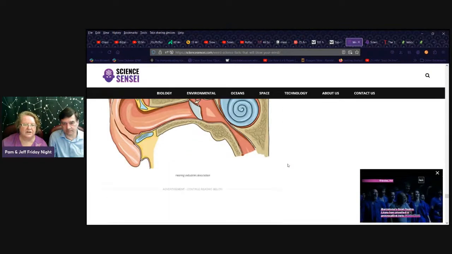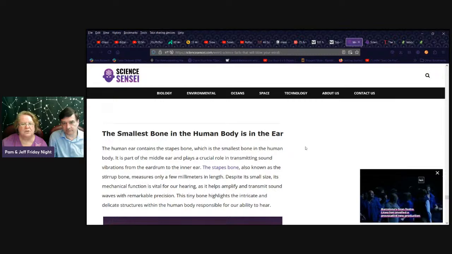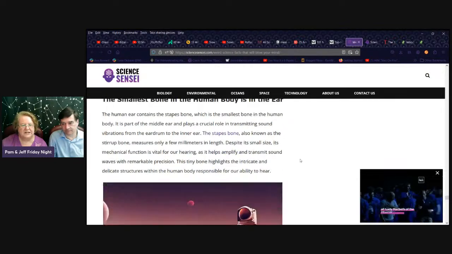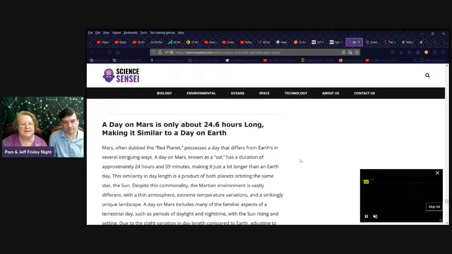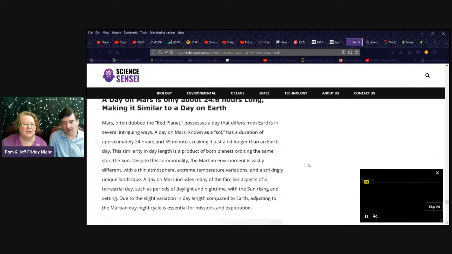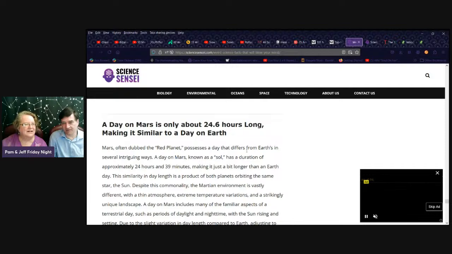Oh, this is about the ear. Smallest bone. Yep, in the ear. Damn, a day on Mars is only about 24.6 hours long. So it's kind of similar to the day on Earth. But over at JPL, they actually have clocks rotating that are on Mars time. So those people will work on Mars days. Kind of interesting.